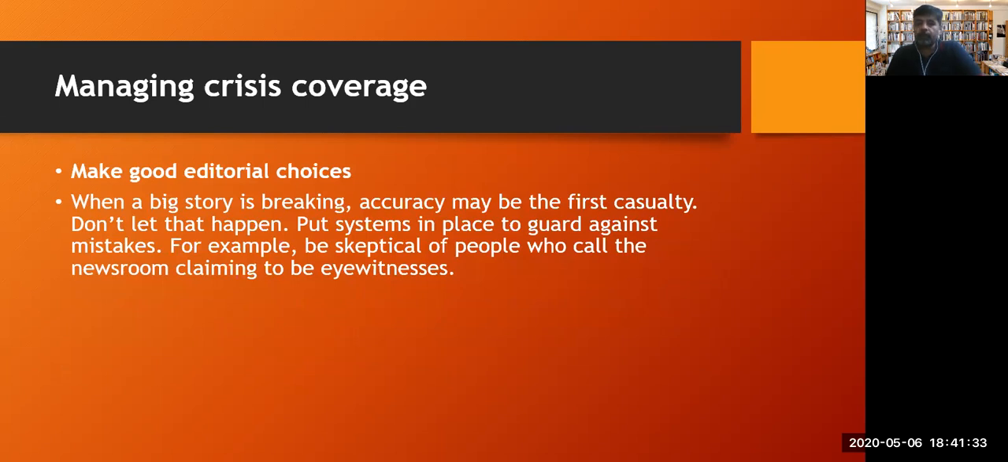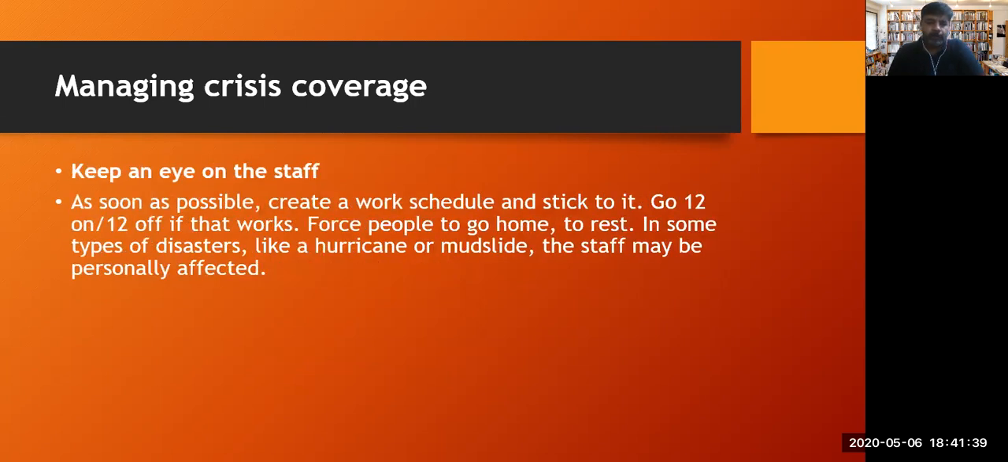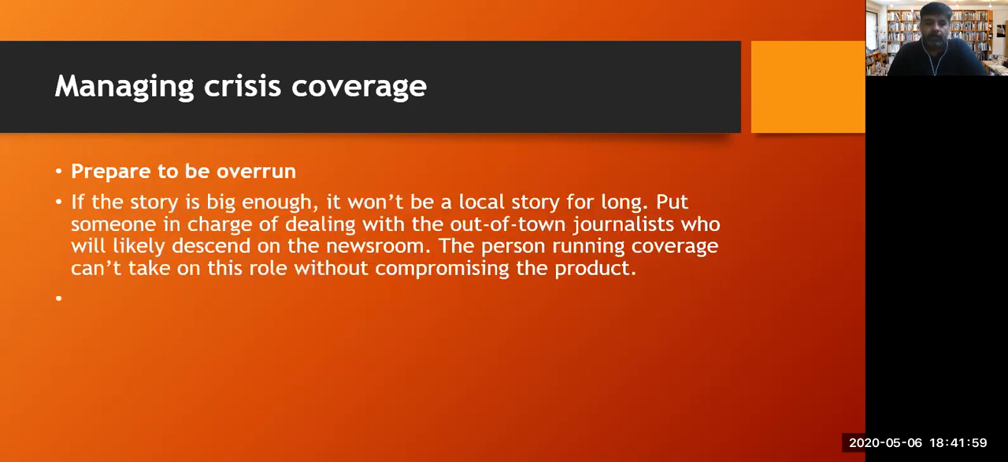For example, you need to be skeptical of people who call the newsroom claiming to be eyewitnesses. Keep an eye on the staff as soon as possible. Create a work schedule and stick to it. Go 12 on, 12 off, that works. Force people to go home to rest. In some types of disaster like hurricanes, mudslides, or earthquakes, the staff may be personally affected, and in health emergencies as well. So rest is very important. You have to make a plan so that your staff get sufficient time to rest.